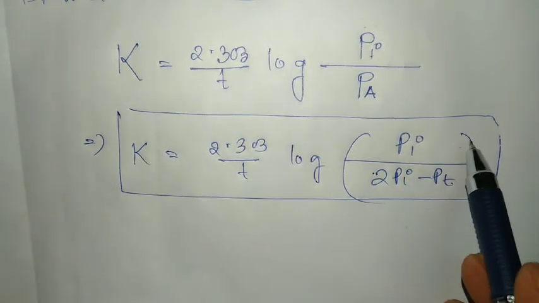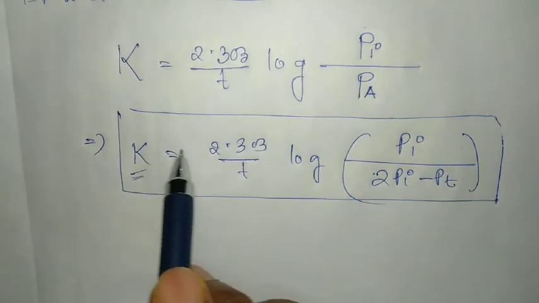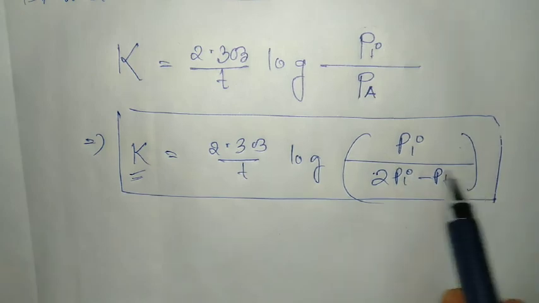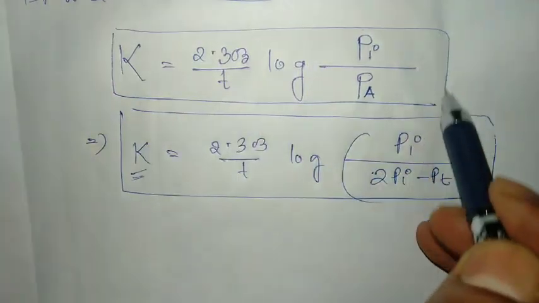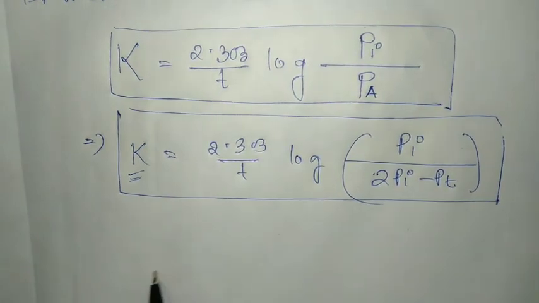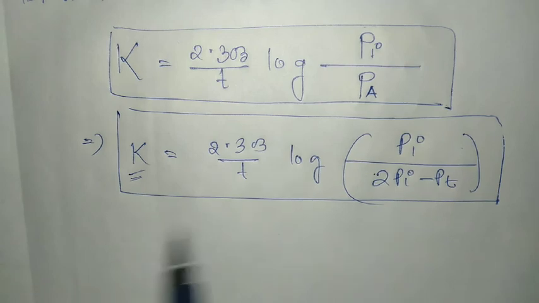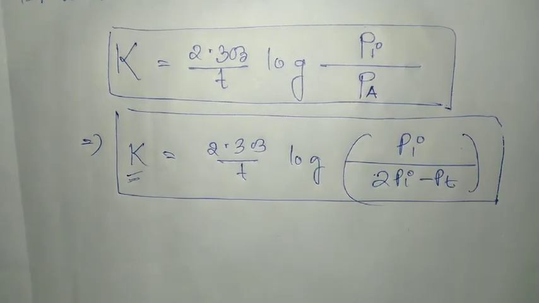So gaseous फर्स्ट ऑर्डर रिएक्शन के लिए रेट कांस्टेंट K का वैल्यू फाइंड आउट करने के लिए हम लोग इस इक्वेशन को यूज़ करना पड़ेगा. So next video में हम लोग फर्स्ट ऑर्डर इंटीग्रेटेड रेट इक्वेशन यूज़ करके different numericals सॉल्व करेंगे.